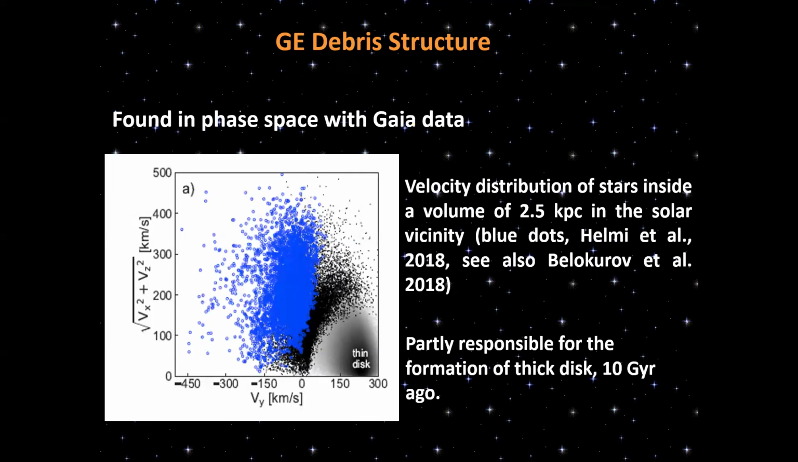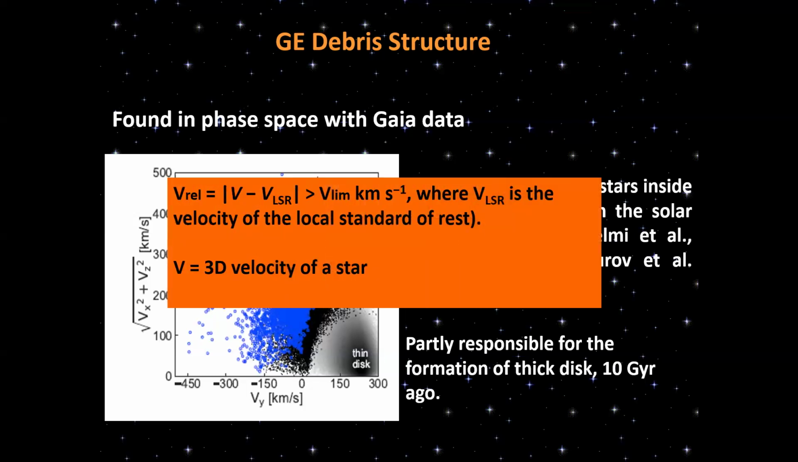Here, I just want to show this diagram: this is the rotational velocity in the Cartesian reference frame. These are the two other velocity components, a term that depends on this velocity component. Thin disk stars, and the dark stars are basically halo stars, and this is the structure. It's a very well-known structure responsible for the formation of the thick disk, occurred 10 gigayears ago, and there are a lot of papers on this structure.